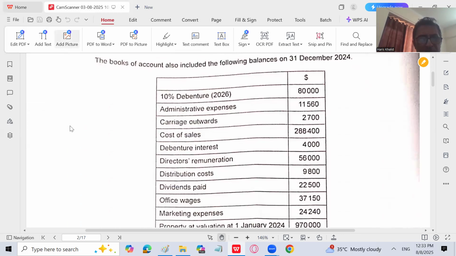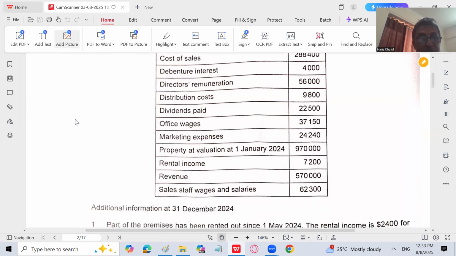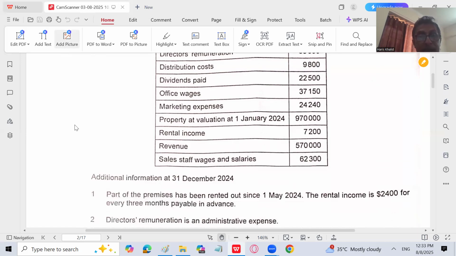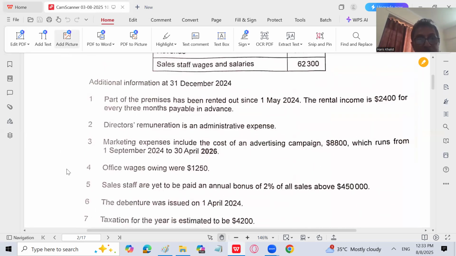Then there is the 10% debenture, which is a non-current liability. Admin expenses carried outward. Distribution expense. Cost of sales is given. Debenture interest is given. Director remuneration, which is an admin expense. Distribution cost. Dividend paid. Office wages. Marketing expenses, which are again distribution cost. Property at valuation is given. Rental income, that is other income. Revenue and sales staff wages and salaries are given, and the adjustments are also given in the question.